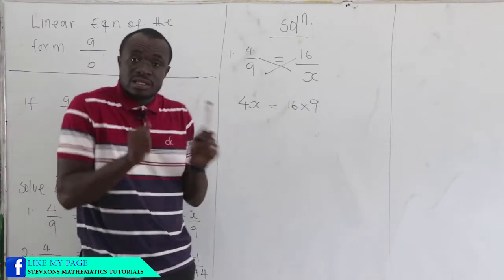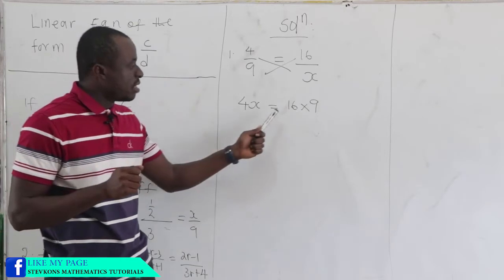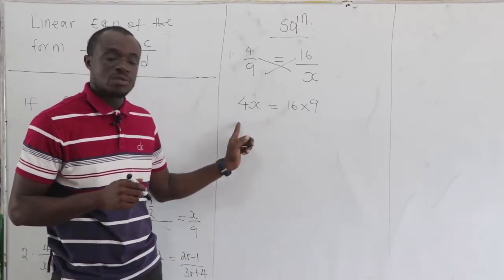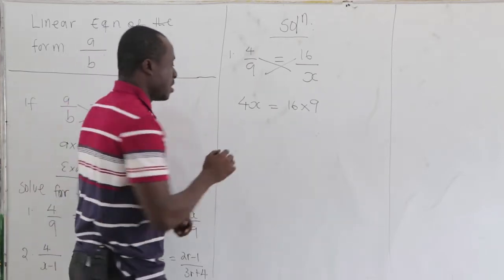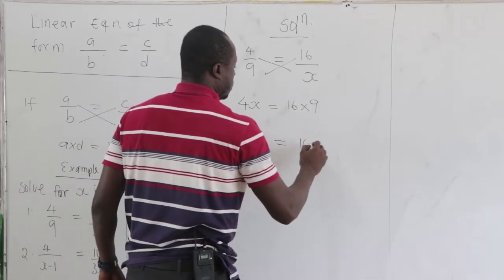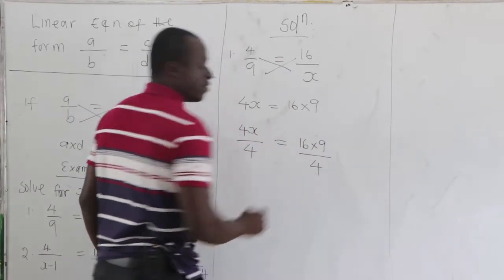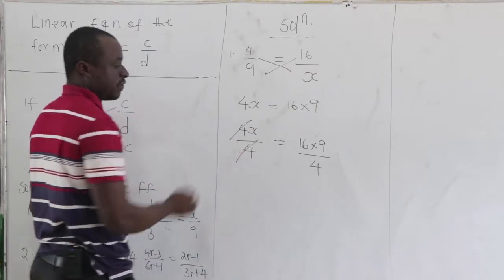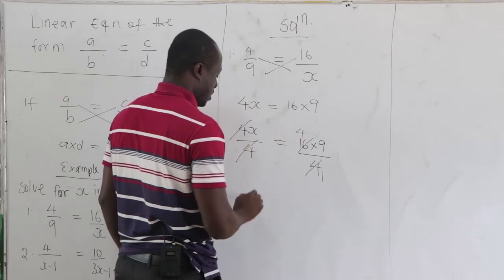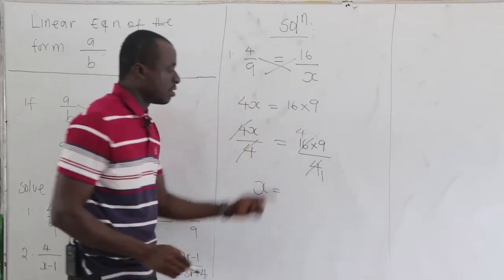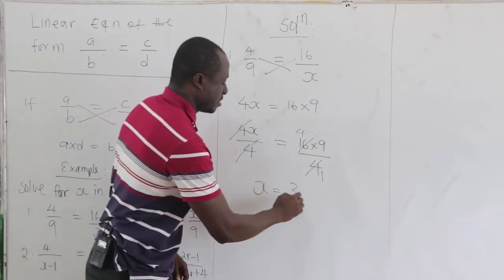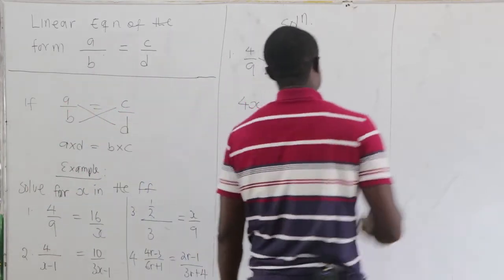Now 16 times 9 is just one term, so don't multiply it out. If you multiply, you get a huge value. We can divide through by what is multiplying the x. So we have 4x all over 4 equal to 16 times 9 all over 4. This 4 will cancel the 4 here. Now 4 will go into 16, that is 4 times. So x is equal to 4 times 9, which gives us 36. So that's the first one.